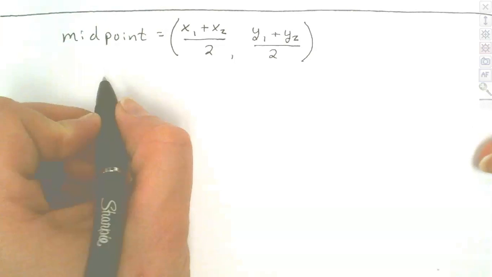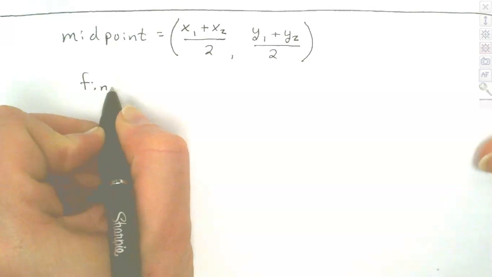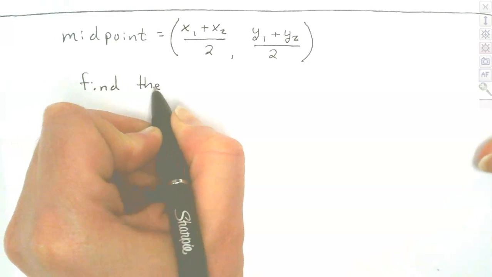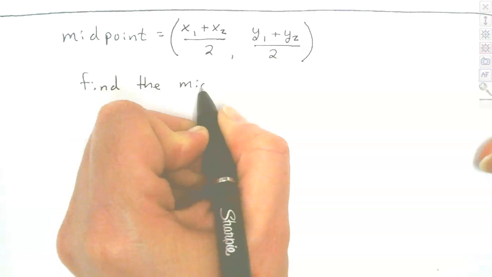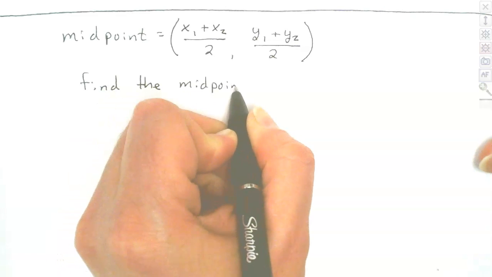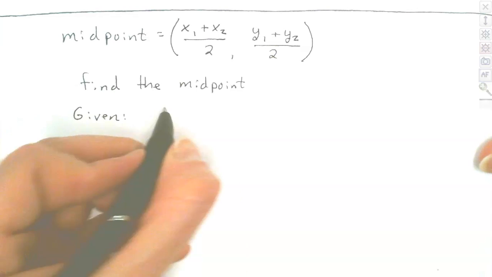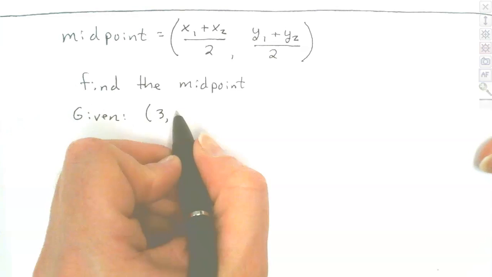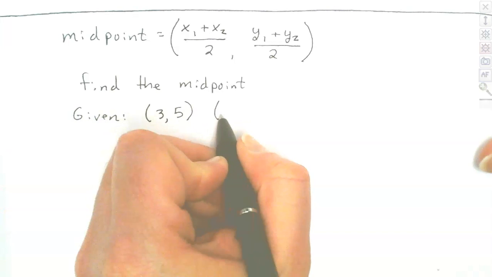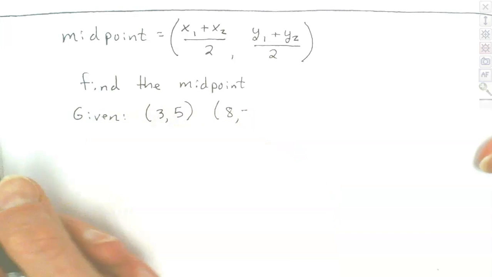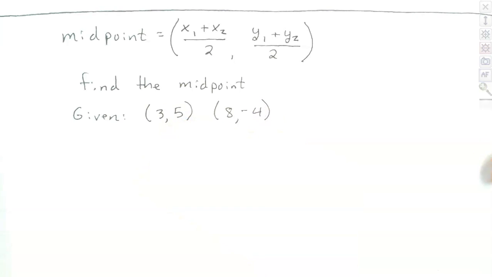So let's do 2 of these. Let's find the midpoint. And you're going to be given 2 ordered pairs. So how about 3, 5 and 8, negative 4. Now, what is the midpoint? Well, the midpoint is the point that's in the middle between 2 other points.